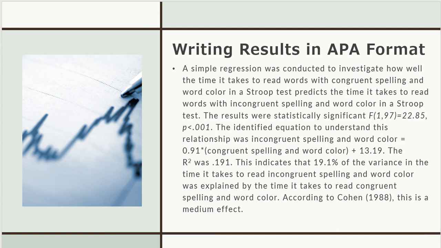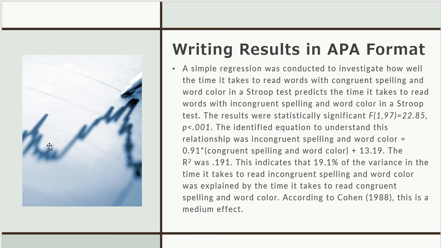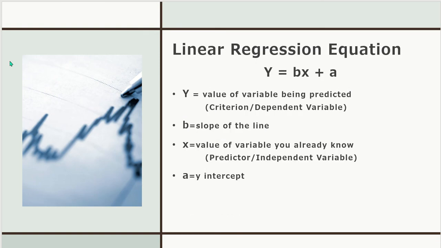And you would find those here. Here's your slope. And then there's 13.19 right there. Those are the two numbers, which are here. So y-intercept and the slope, b.